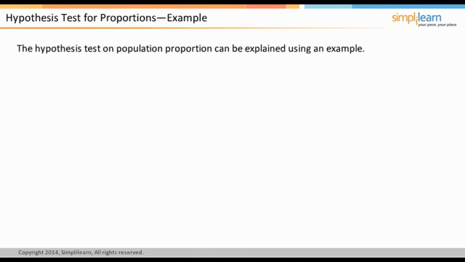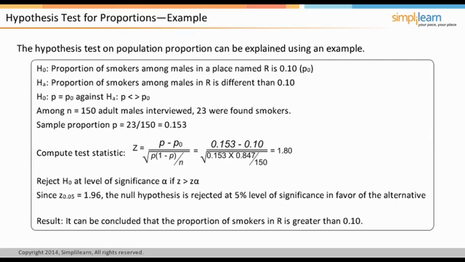In this screen, we will discuss hypothesis test for proportions with an example. The hypothesis test on population proportion can be performed. To understand this with an example, click the button given on the screen. Let us perform hypothesis test on population proportion.